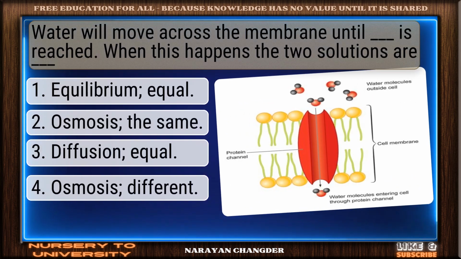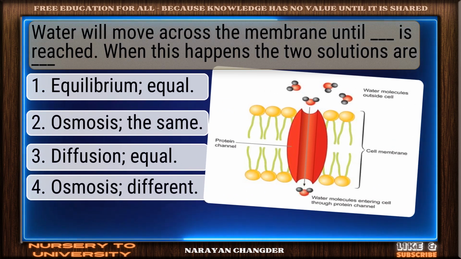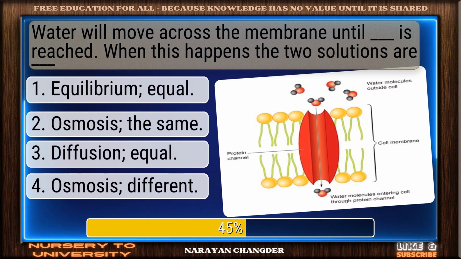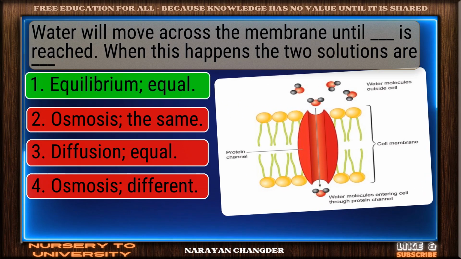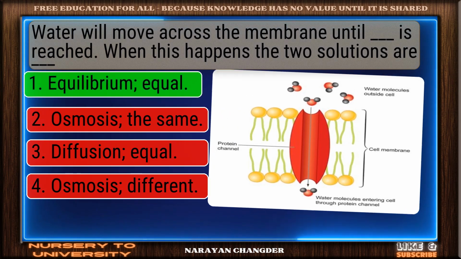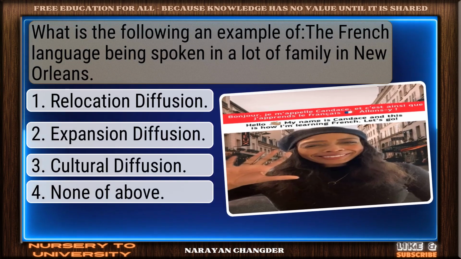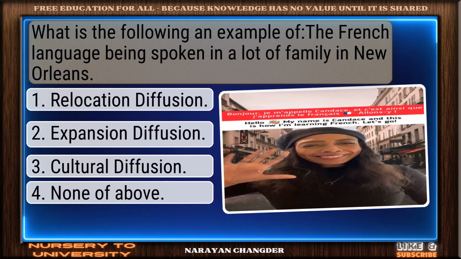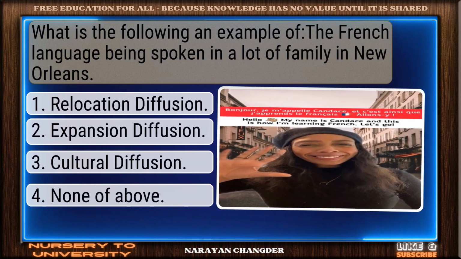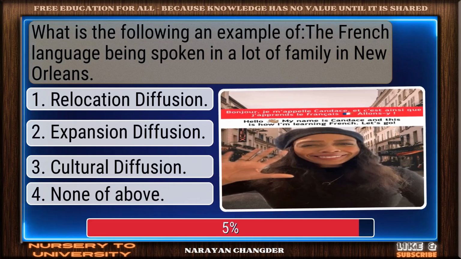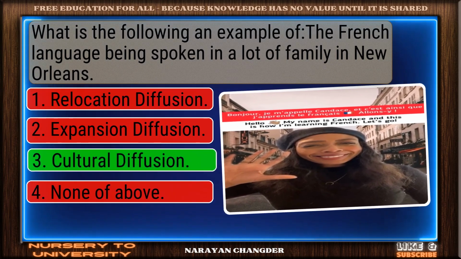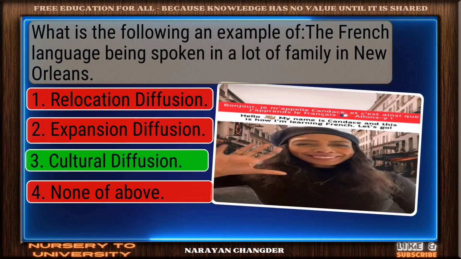Water will move across the membrane until dash is reached. When this happens, the two solutions are dash. Bravo. Equilibrium. Equal is the answer. What is the following an example of: the French language being spoken by a lot of families in New Orleans? You're right. Cultural diffusion is the correct answer.